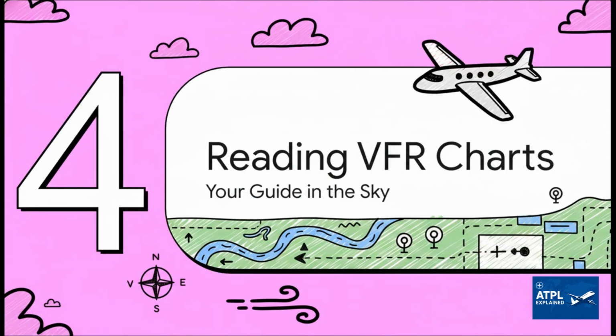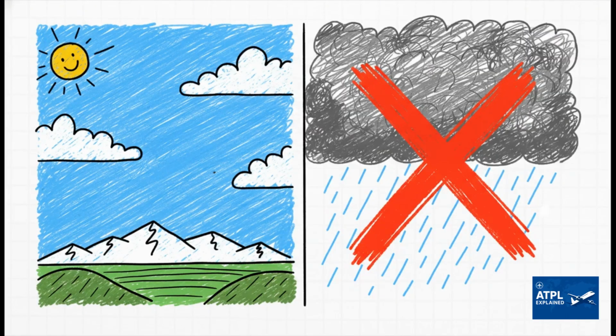Okay, so with the physics covered, let's look at the practical, hands-on documents you'll be using for navigation. We're talking about the VFR chart, your primary map in the sky. The number one rule of flying under Visual Flight Rules, or VFR, is incredibly simple. You have to be in visual meteorological conditions, VMC. All that means is you need to be able to see where you're going and stay clear of the clouds. If you can't maintain VMC, you can't fly VFR. It's that simple.